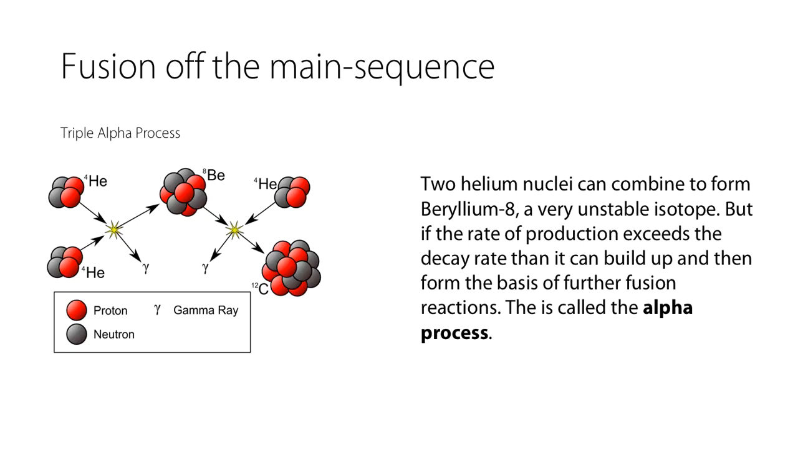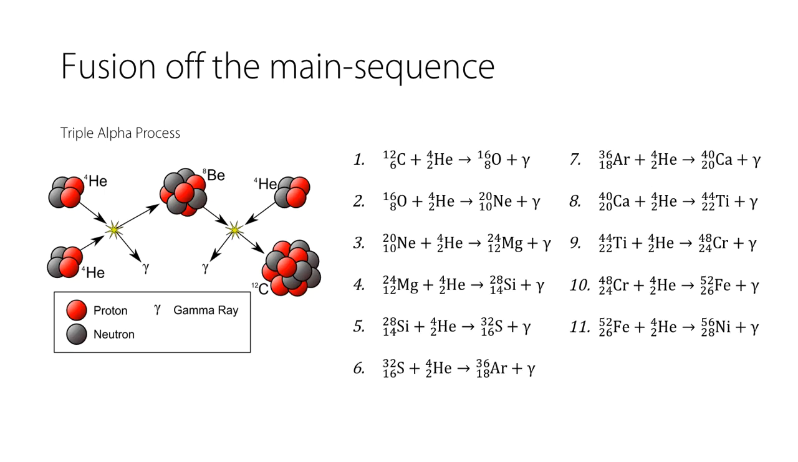The alpha process happens when two helium nuclei combine to form beryllium-8. Now, beryllium-8 is very, very unstable, but it can form carbon-12 if, before it has time to decay, another helium hits it. That's how carbon-12 is formed to help catalyze the CNO cycle in high-mass stars. That alpha process doesn't just stop at carbon-12, though. It can go beyond carbon-12.